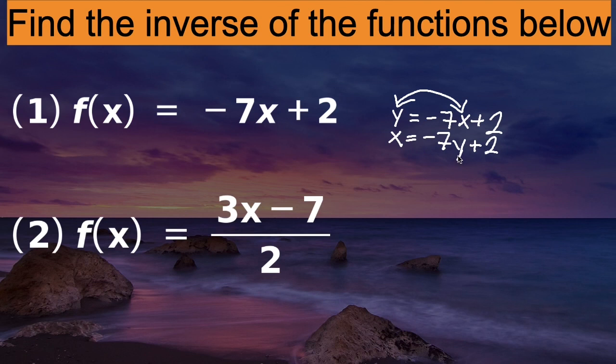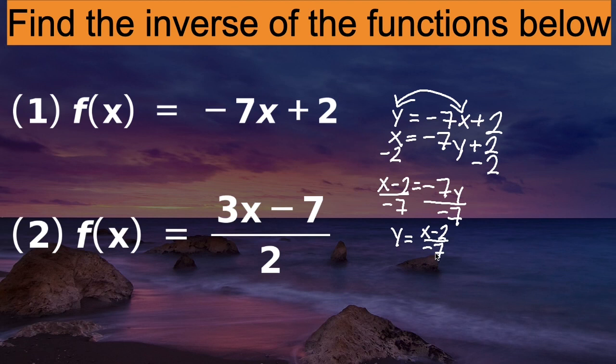In order to get y by itself, first we need to subtract 2 on both sides. We'll end up with x minus 2 equals negative 7 times y. Now in order to get rid of the negative 7 in front of the y, we need to divide it on both sides. So we will find that y equals x minus 2 divided by negative 7.